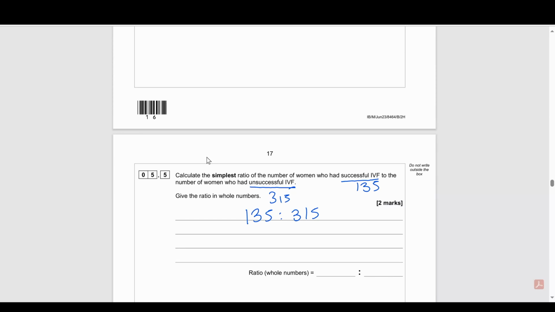But we need to find the simplest ratio. Even though these are whole numbers, there must be something that we're able to divide both sides by, so we can simplify this. Now, if we were to divide both sides by 135, that would not give us a whole number. But what we can do is divide both sides by the total. And that total was 450. So dividing 135 by 450 and dividing 315 by 450, this will give us a value of 0.3 to 0.7.